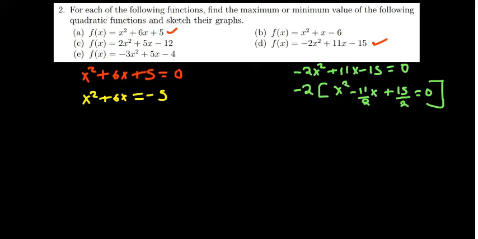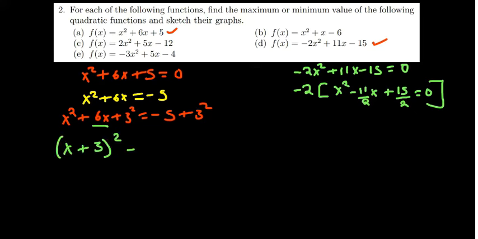Going back to my first one, half of my b in this case is 6, the half is 3. So we'll add it to both sides as a square: plus 3 squared, and even on the right hand side, plus 3 squared. And then the middle part has to disappear, remember. So you have x plus 3 squared is equal to negative 5 plus 9.